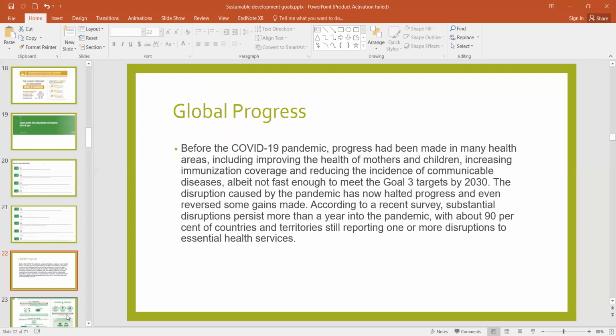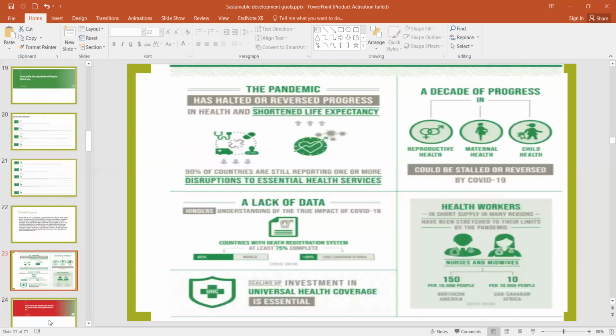According to a recent survey, substantial disruption persists more than a year into the pandemic, with about 90% of countries and territories still reporting one or more disruptions to essential health services. The pandemic has halted or reversed progress in health and shortened life expectancy. A decade of progress in reproductive health, maternal health, and child health could be reversed by COVID-19.